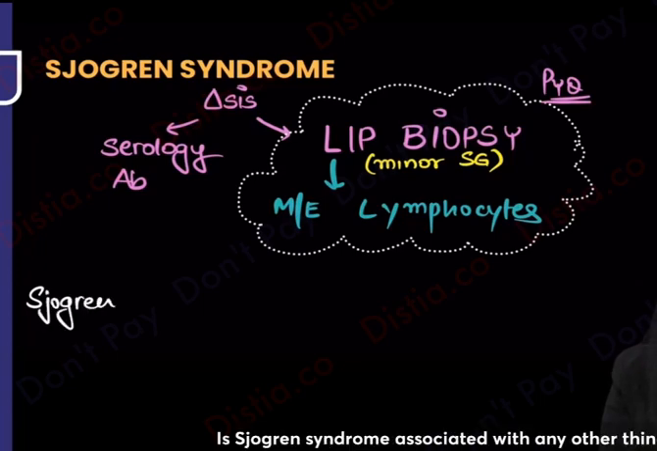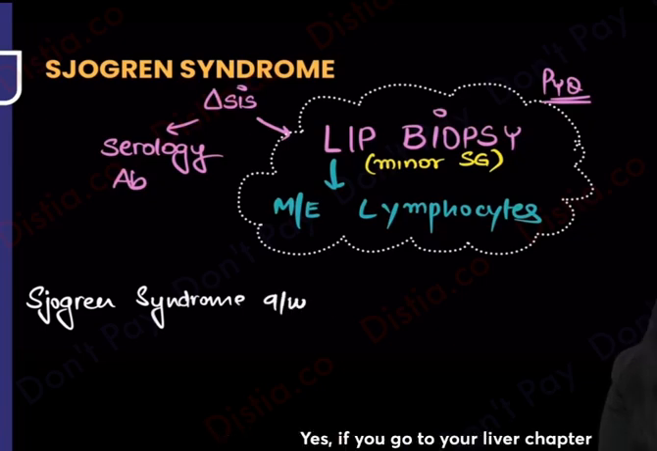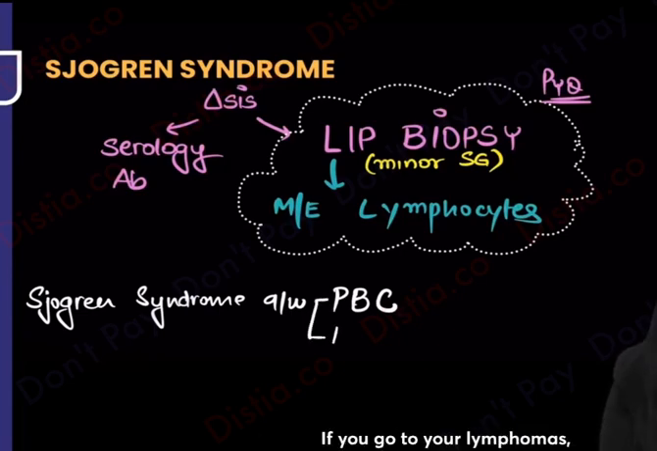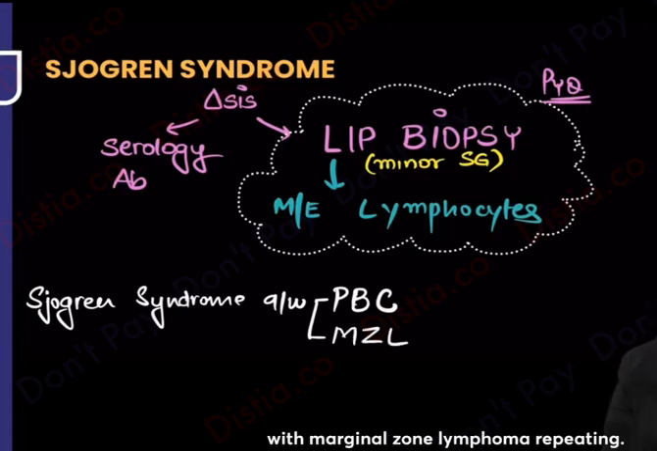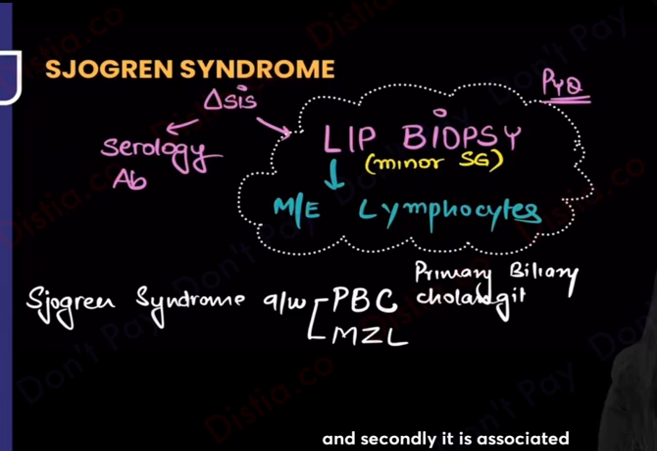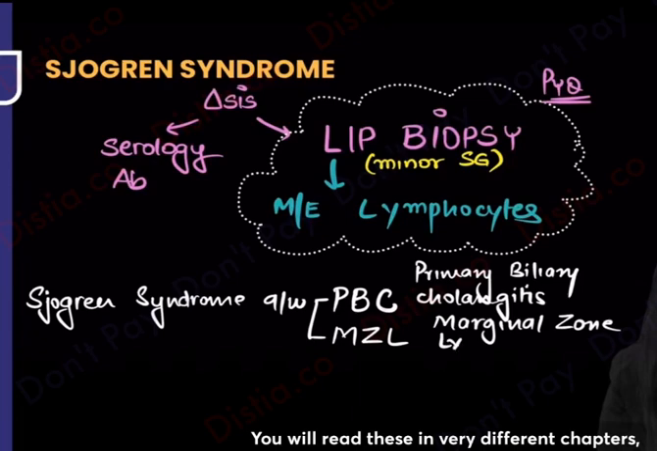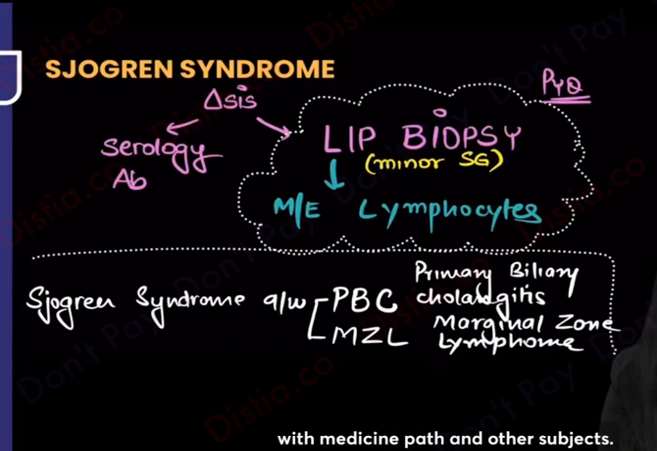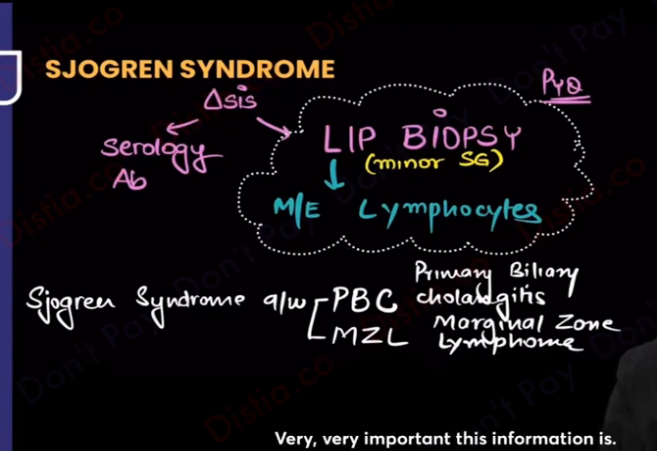Now, guys, is there any place else in medicine that you've studied Sjogren syndrome? Is Sjogren syndrome associated with any other thing? Yes. If you go to your liver chapter, you have studied primary biliary cholangitis is associated with Sjogren syndrome. If you go to your lymphomas, Sjogren syndrome is associated with marginal zone lymphoma. Repeating, it is associated with primary biliary cholangitis, and secondly, it is associated with marginal zone lymphoma. You will read these in very different chapters, but definitely very, very important. This could be your correlation with medicine, path, and other subjects.